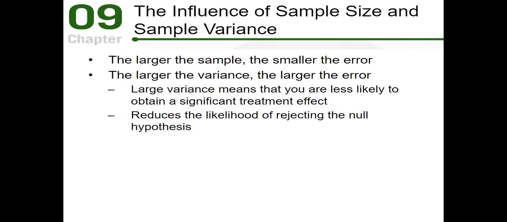The larger the sample, the smaller the error. The larger the variance, the larger the error. A large variance means that you're less likely to obtain a significant treatment effect, and it can also reduce the likelihood of rejecting the null hypothesis.